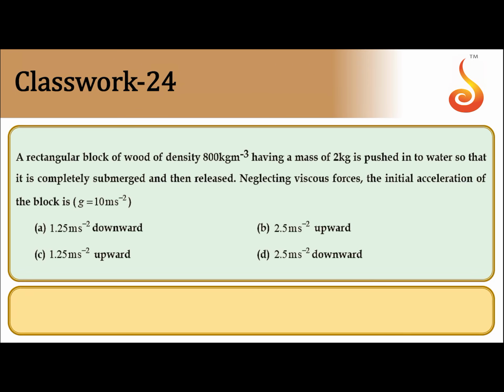Example 24. A rectangular block of wood of density 800 kg per meter cube having a mass of 2 kg is pushed into water so that it is completely submerged and released. That is the answer that we got, 2.5 upward, of course.